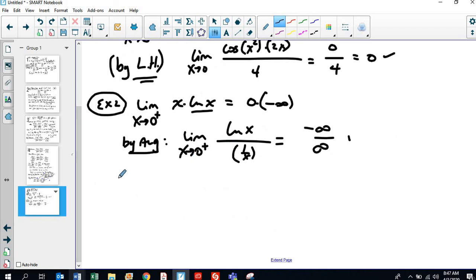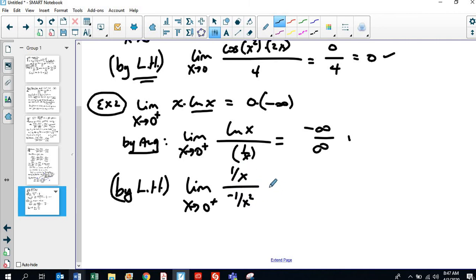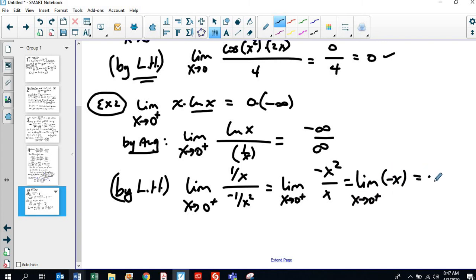And so by L'Hopital, I'm going to take the derivative of the top and the derivative of the bottom. Derivative of the top is 1 over x. Derivative of the bottom is negative 1 over x squared. I'm going to rewrite that algebraically. All right. I'm going to get negative x squared over x, and so that reduces to negative x, which gives me a 0. Okay, so obviously both of these had a limit of 0 at the end.